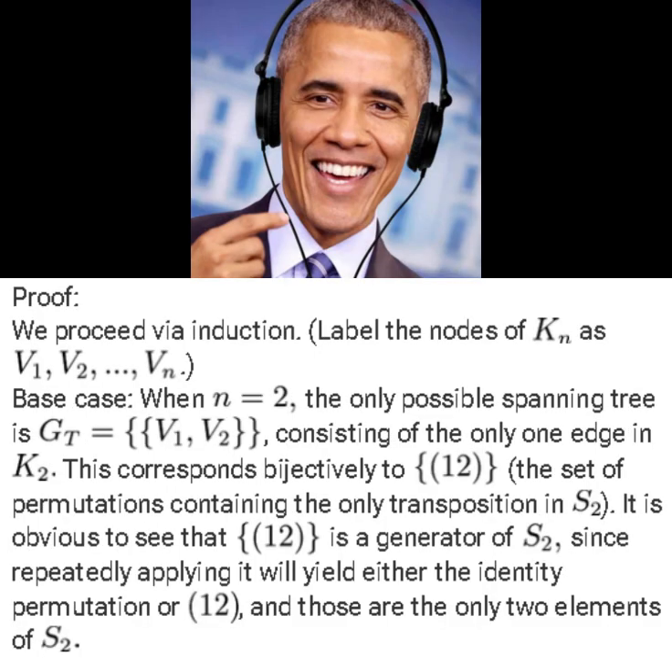So now we'll prove by induction that any spanning tree can induce all permutations. So our base case here would be where n equals 2, where it's easy to see that there's only one possible spanning tree, and the corresponding set of transpositions only contains (1 2). It's trivial that this set is enough to generate S_2. Now on to the inductive step of the proof.